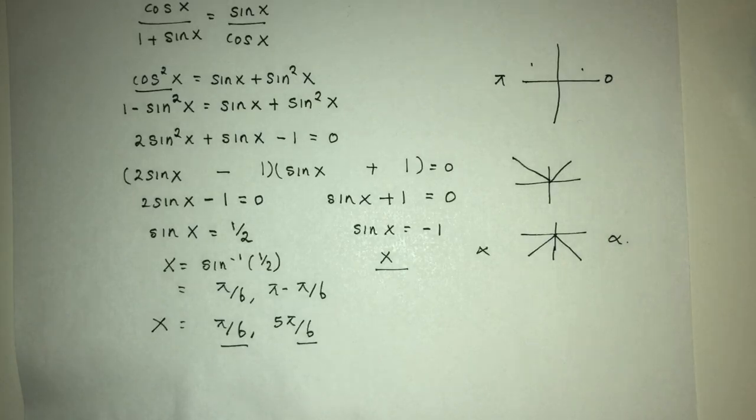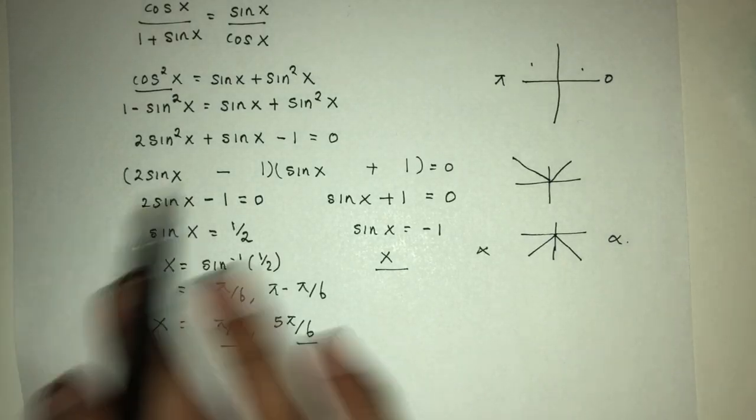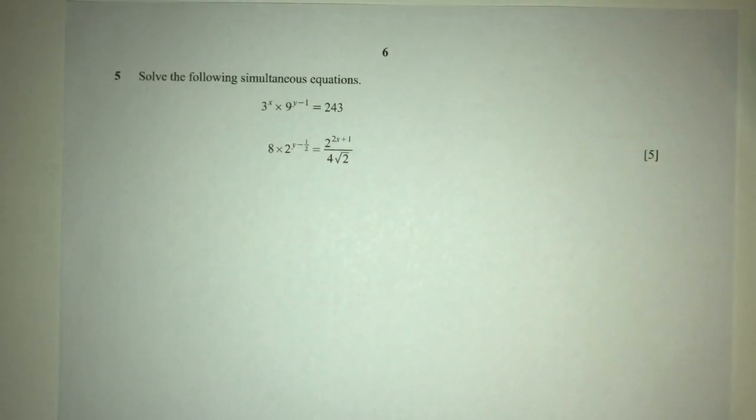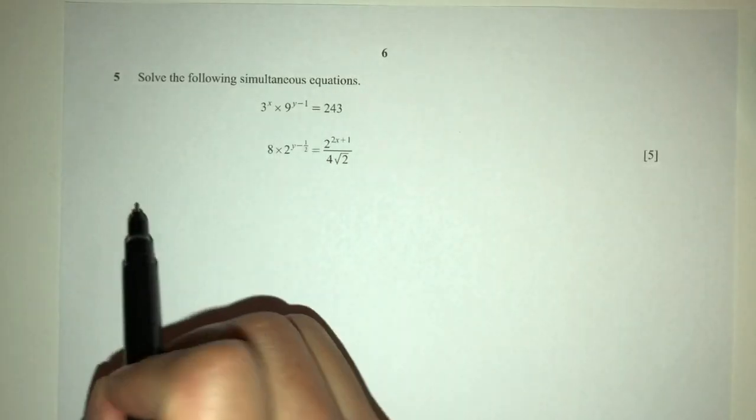Now let's move on to question number 5. So here we have to solve the simultaneous equations again. So basically, let's find the values of x and y for these two equations. So let's first try to simplify this.